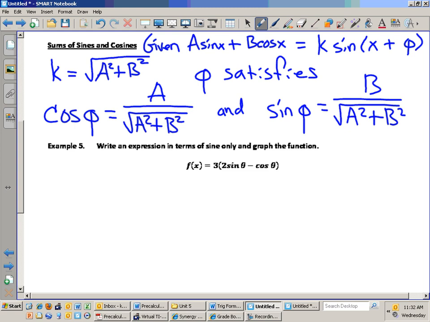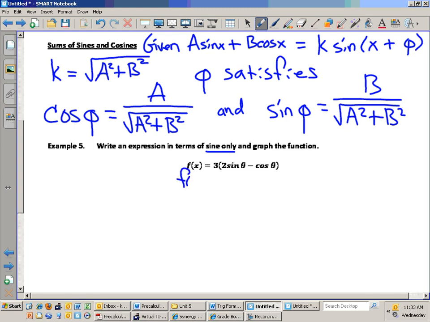It looks really bad, but I'll tell you right now that this is actually easier than the stuff we just did. Yep, I'll show you. It's a lot of stuff, but that's it. It's really quite easy to work with. And we'll do example 5 to just show you how. So again, for number 5, we want to write it in terms of sine only and then graph the function. Well, it says given a times sine of x plus b cosine of x, so first we have to write it in that form.